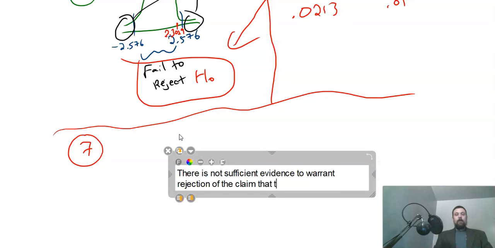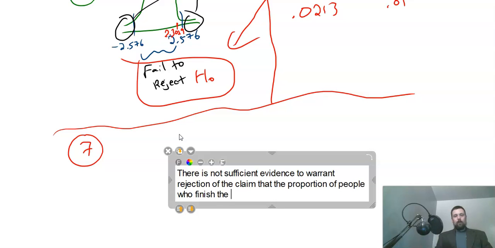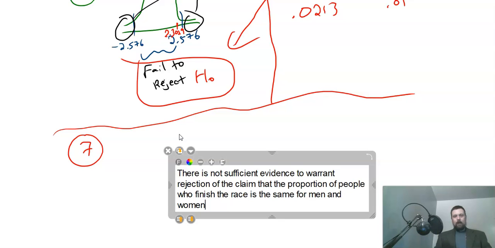that the proportion of people who finish the race is the same for men and women. I don't know, hopefully that captures the meaning of the claim. Again, that's not the exact wording that was used in the problem, but I think it paraphrases it well enough. Okay, so that'd be our final conclusion in this case. There wasn't enough evidence to warrant rejection of that claim.